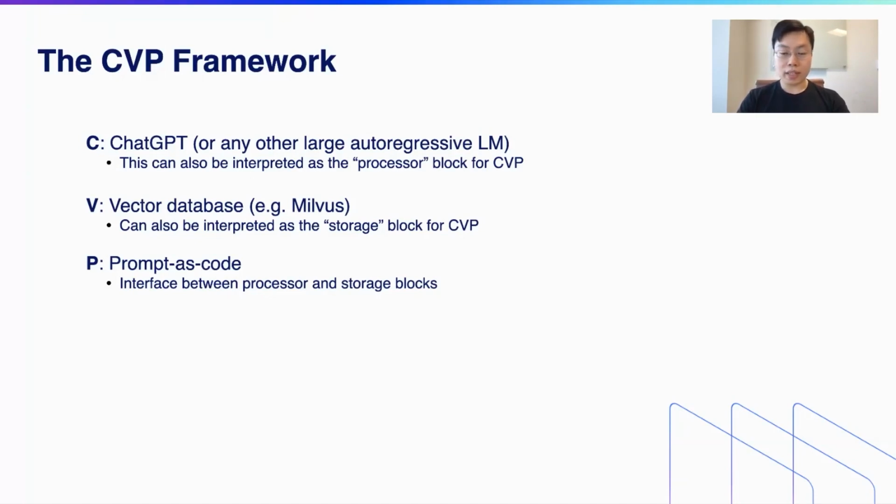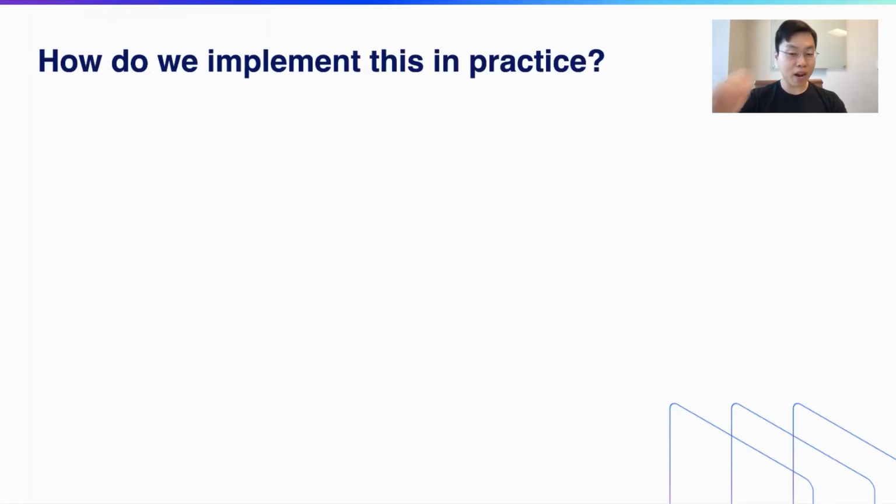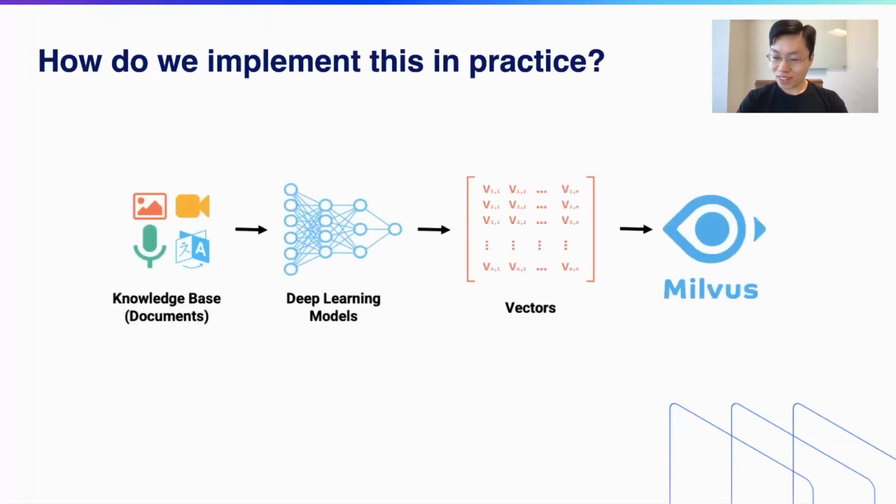P in this case is prompt as code. This essentially just means that instead of in a traditional computer, where we might have machine code, zeros and ones, that represent your instruction set architecture, in this case, the code is simply natural language, and we use natural language to really make the processor do what we want it to do. So that is C, V, and P, right? And how is this typically implemented in practice? Hopefully this will be much clearer as we progress through this presentation.